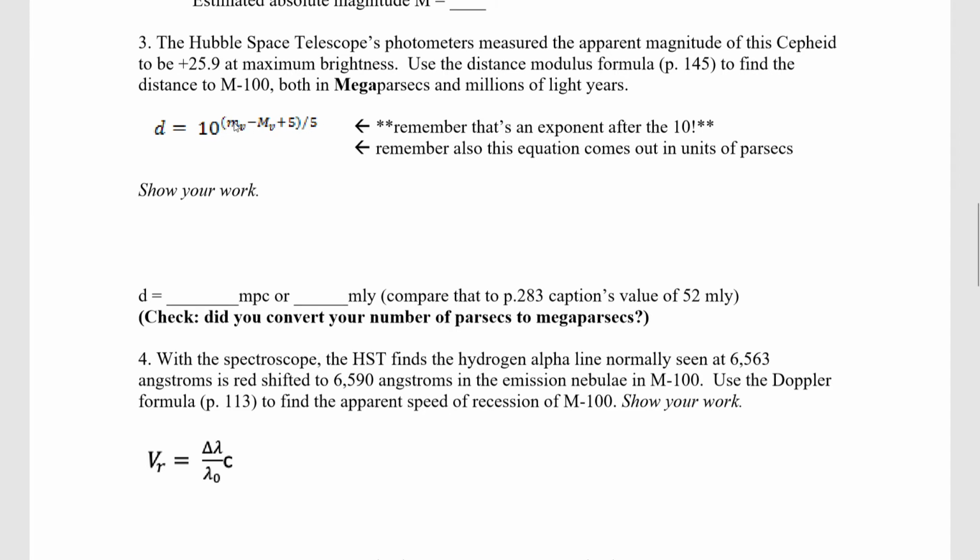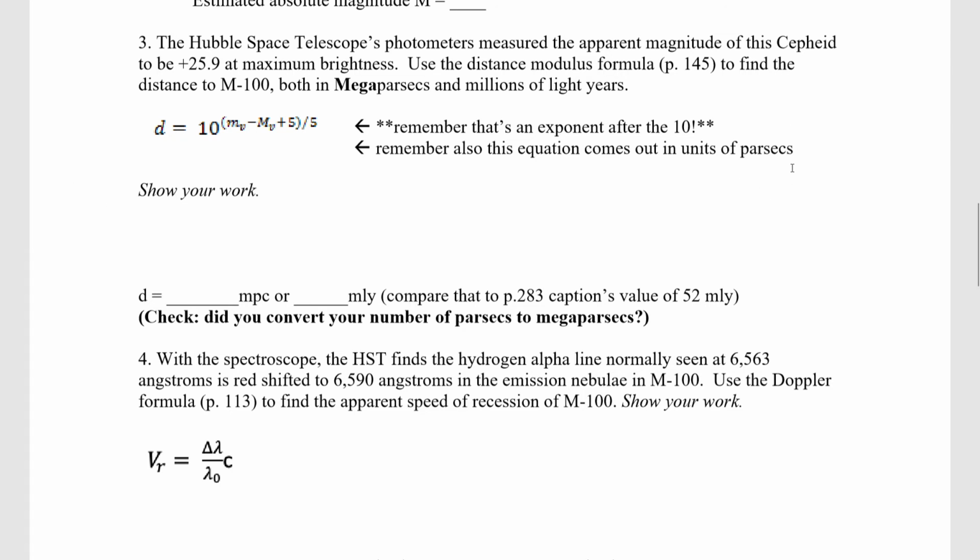It's 10 to that exponent. So in your calculator, you have to ask the calculator what 10 to this exponent is, what the value of that is. If you don't have a calculator that can do that, you can do it on the internet. Just go into Google and say 10 to the what power is what. It'll actually tell you. Now, when you get this distance, it's going to be in parsecs.